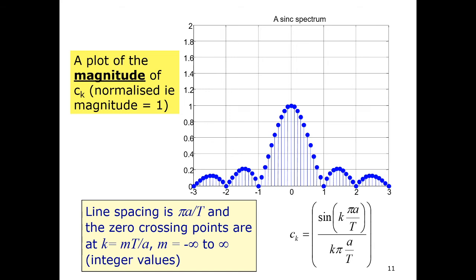So I'm repeating that again. If the single pulse exists in the time domain and we perform the spectrum of this single pulse, the representation of it in the frequency domain is going to be a continuous sinc.